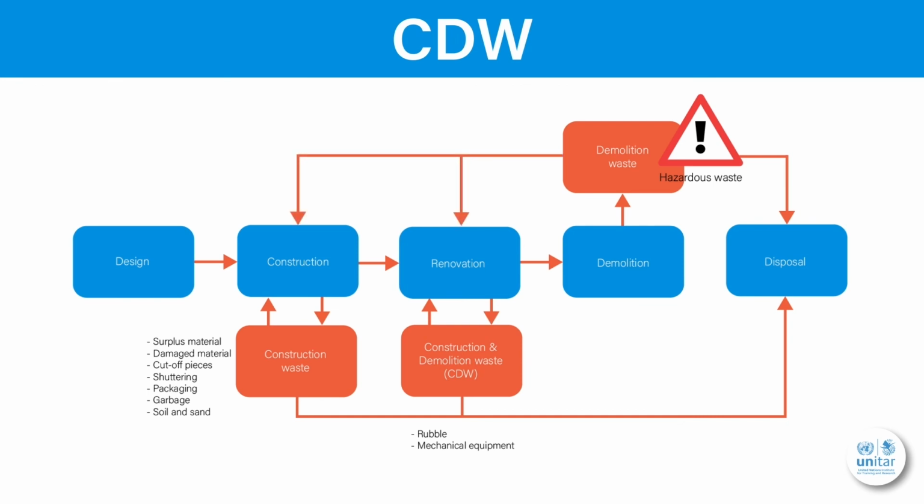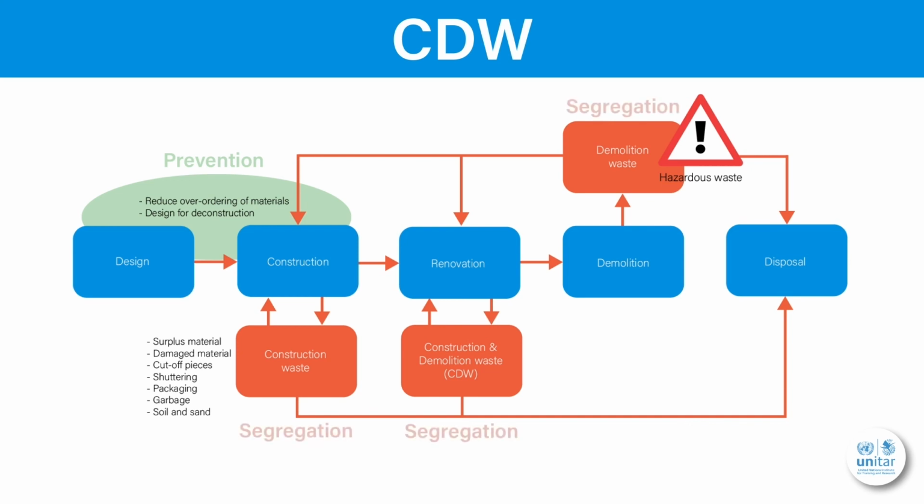Now let's see how to improve CDW management. CDW prevention measures can include reducing the overordering of materials, and also designing for deconstruction, so that material could be reused more easily. Due to the variety of waste materials, it is important to segregate construction and demolition waste. This can be done at source, ideally, or in specialized treatment plants.